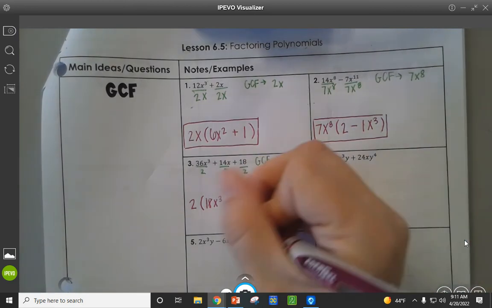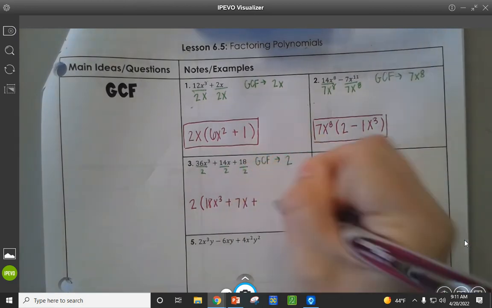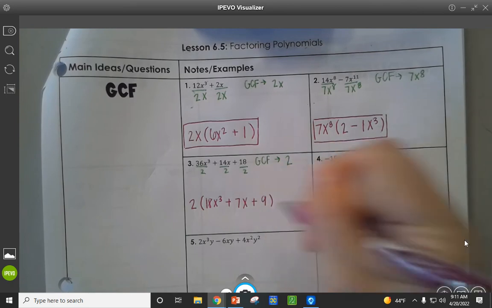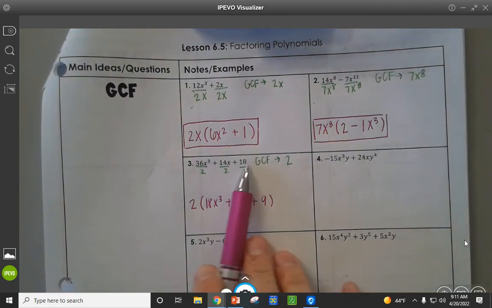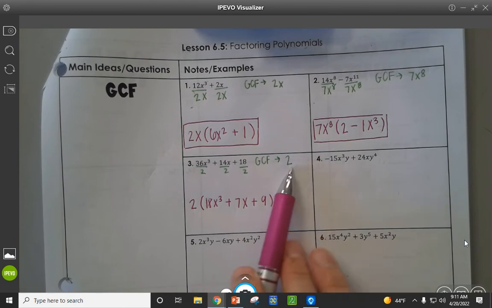Plus 7x plus 9. What would we do if there was an x next to 18? Then our GCF would be 2x.